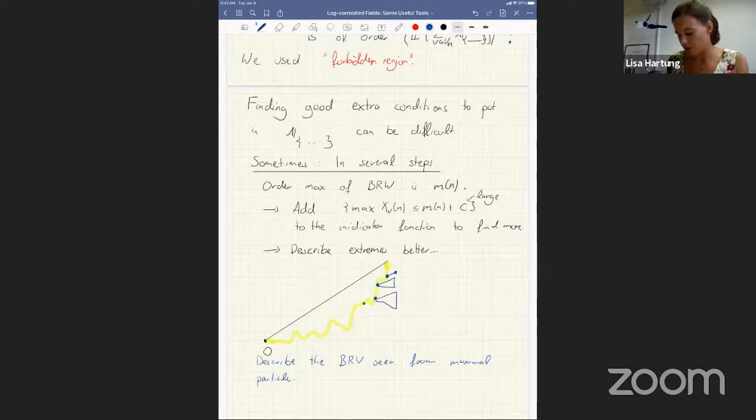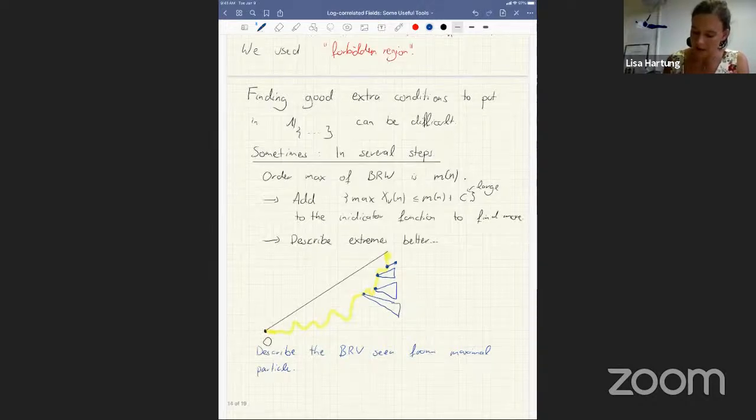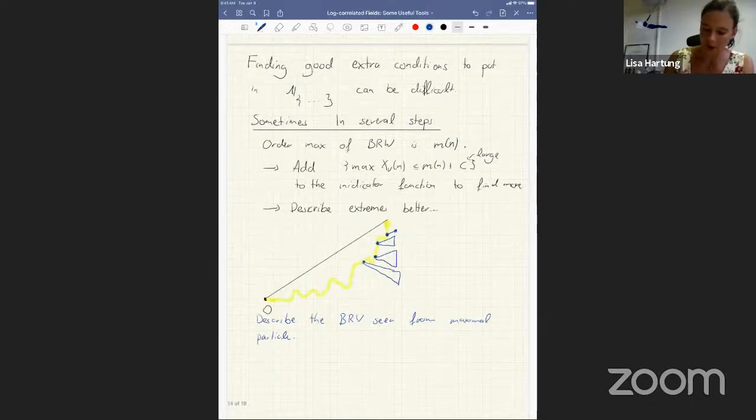And this picture is now a bit misleading because, of course, they all overlap. So I have this line, this path to the maximum, plus I have this collection of smaller branching random walks that branch off from this path.